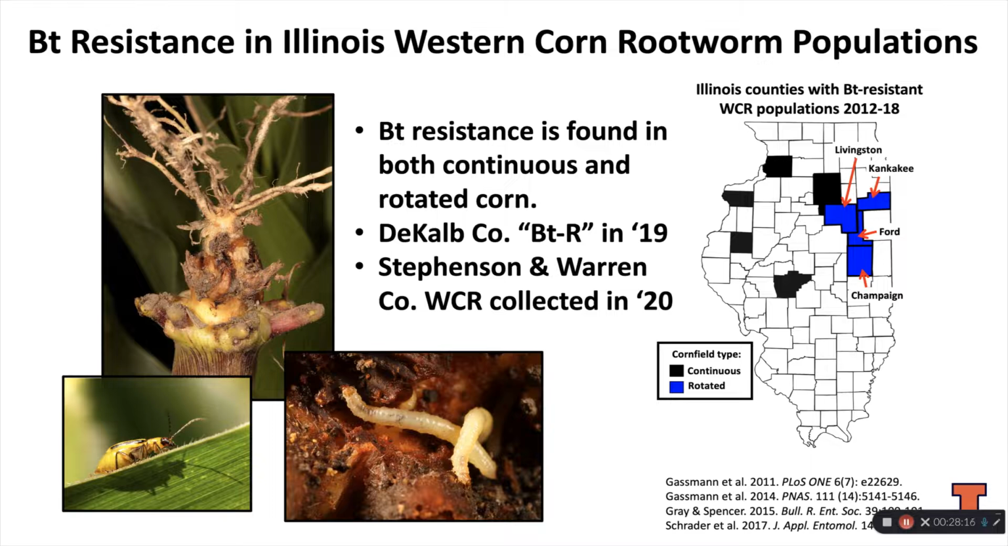So what do we see around Illinois? Well, I've been monitoring rootworm resistance since 2012, and we find that it's present in both continuous and rotated corn around the state. We have added Bt resistance documentation from DeKalb County this year from samples collected in 2019. And we've also collected new populations of rootworms from Stephenson and Warren County that we will bioassay for next year.